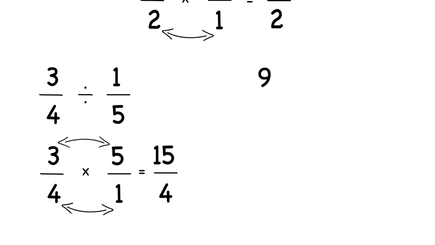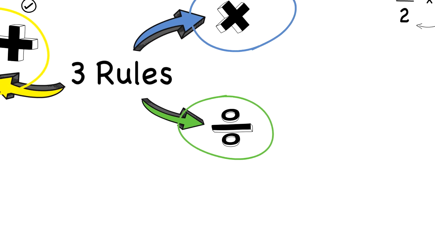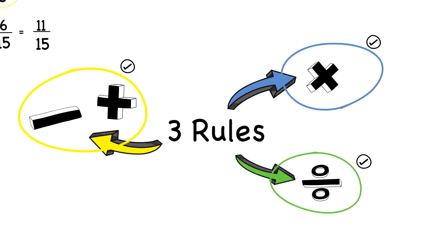Last example, if we had 9 over 2 divided by 2 over 5, we flip the second fraction, make it a times, and then work out as normal. 9 times 5 gives 45. 2 times 2 gives 4. And that is the third and final rule, done and dusted.